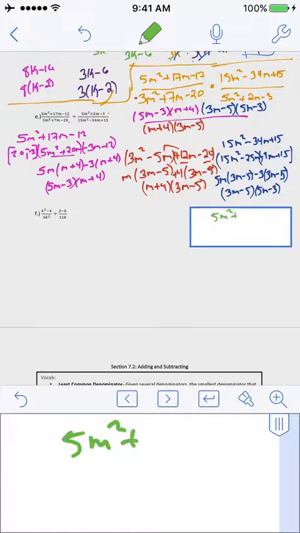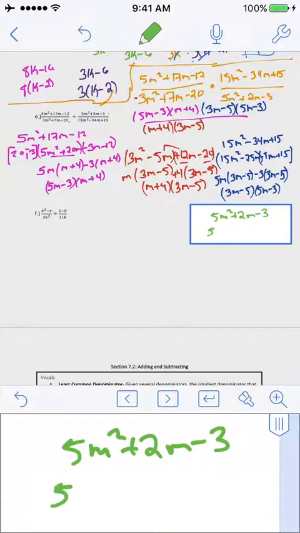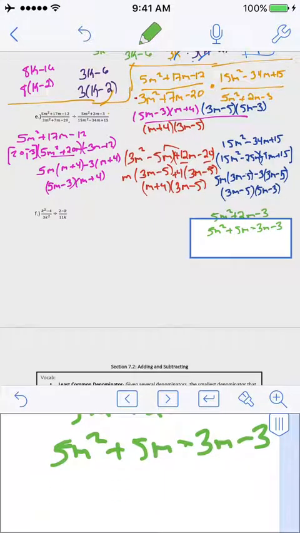5m squared plus 2m minus 3. Alright, multiplies to negative 15, right? A times c adds to 2. Well, that would be 5 and negative 3. So 5m squared plus 5m minus 3m minus 3.